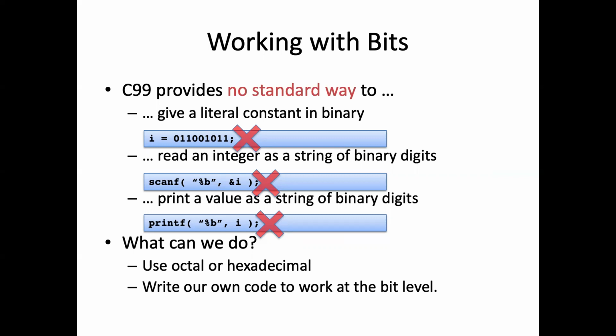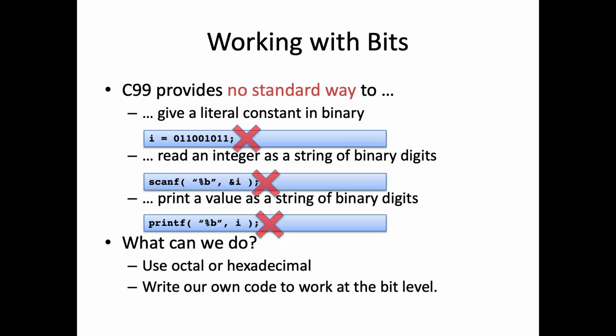Newer versions of the language give you a little bit more on that, but people still use octal and hexadecimal most of the time when they're trying to work with the bits in a value. The reason is because it's a lot shorter. Like we talked about last time, in hexadecimal, every digit represents 8 bits.